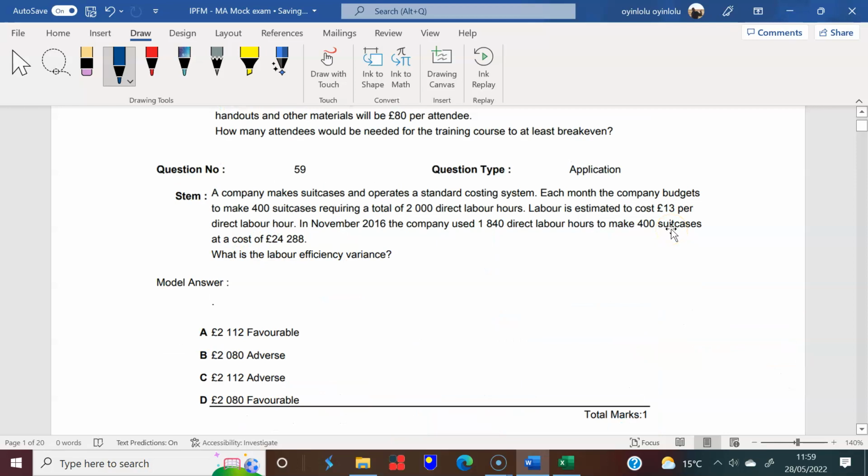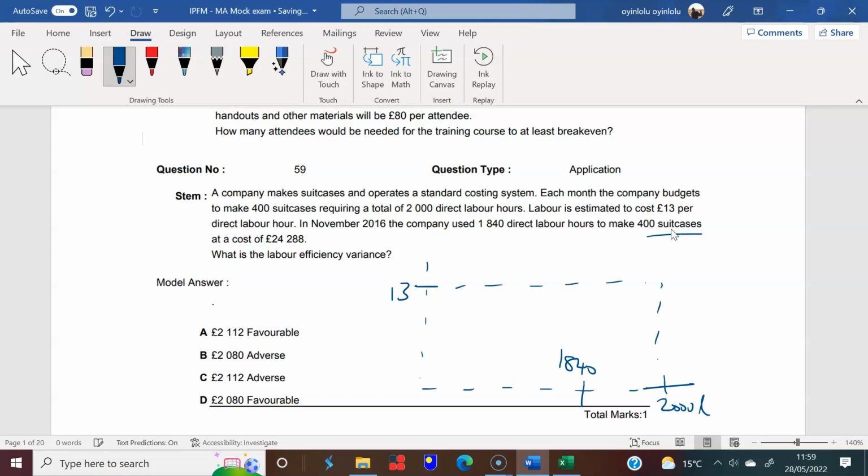Right, back to variances. So this is the first time we're seeing an efficiency variance. So it says here the plan was to make 400 suitcases. You actually did make the 400 suitcases, but we're just purely looking at labor, really and truly. This is the estimation, £13 per direct labor. So we have that. That's fine. Now it says that the plan was to use 2,000 labor hours to make these suitcases. But what happened was that the company actually used 1,840 labor hours to make these suitcases.